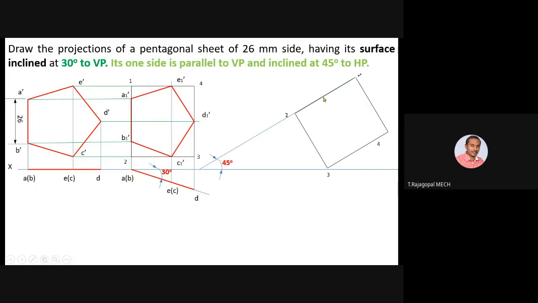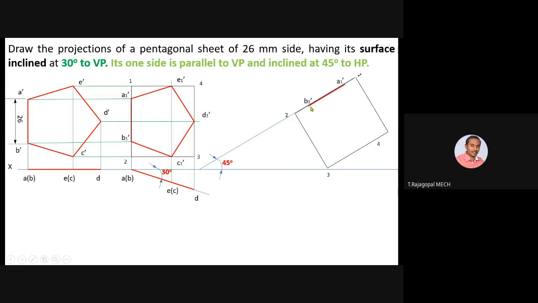Now it will be easy for us. 1 to 2, what is the point? Here you can check it. 1 to 2, I am having A1 dash corner, B1 dash corner. You measure the distance from point 1, what is the A1 dash? And you measure the distance from point 2, what is B1 dash? Similarly, you can fix A1 dash, B1 dash on the side 1 to 2.